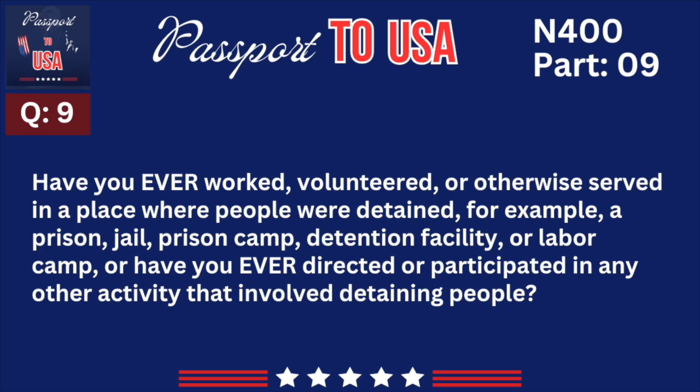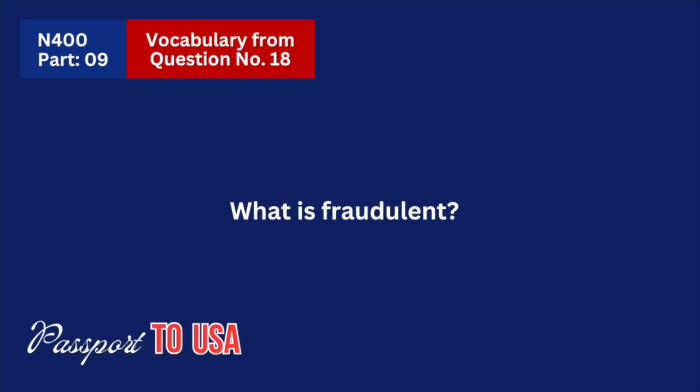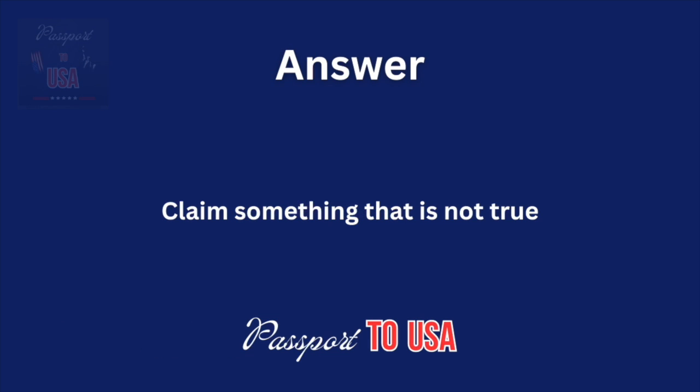Have you ever worked, volunteered, or otherwise served in a place where people were detained? For example, a prison, jail, prison camp, detention facility, or labor camp, or have you ever directed or participated in any other activity that involved detaining people? No. What is fraudulent? Claim something that is not true.